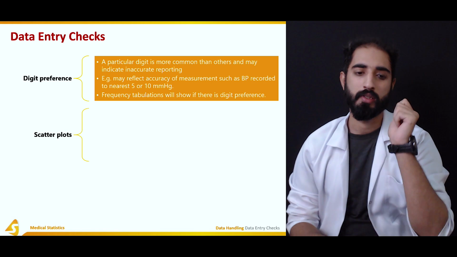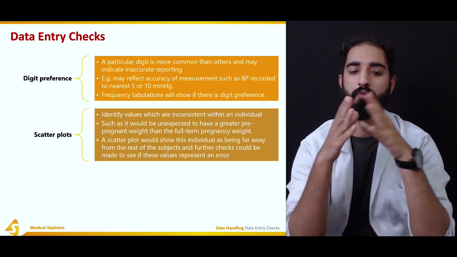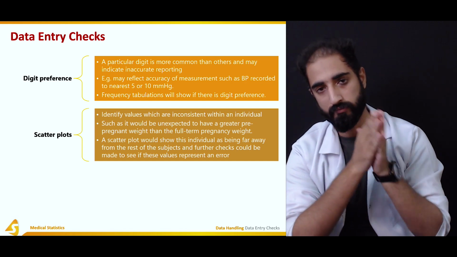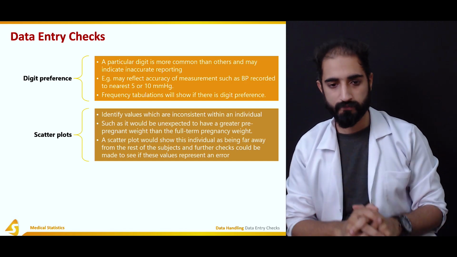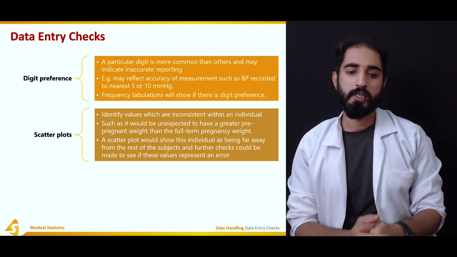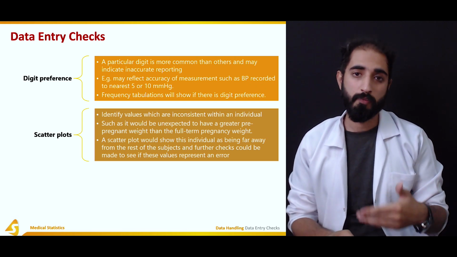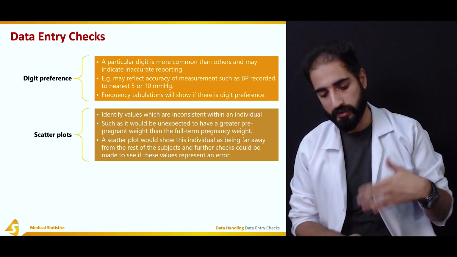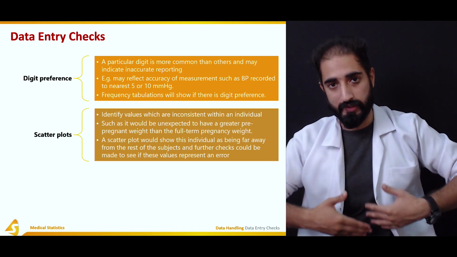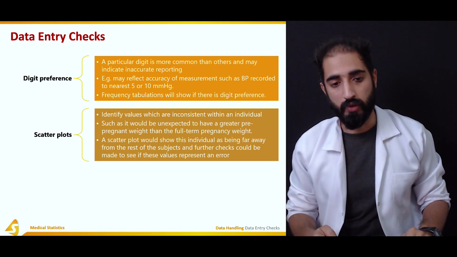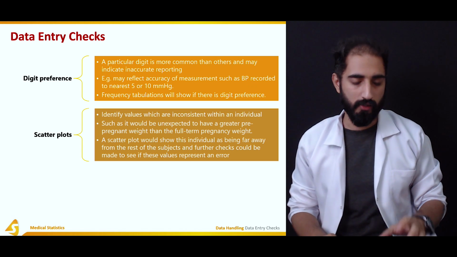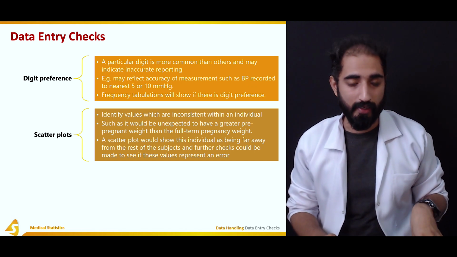Now, scatter plots. Scatter plots are another way in which we can identify values which are inconsistent within an individual or a subject. For example, it would be unexpected to have a greater pre-pregnancy weight than full-term pregnancy weight, because as the fetus grows, the weight is expected to increase. So if that is the case, a scatter plot can identify it and you can check if that is a problem.